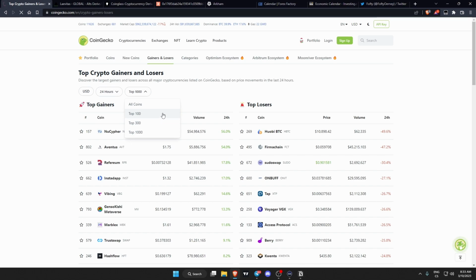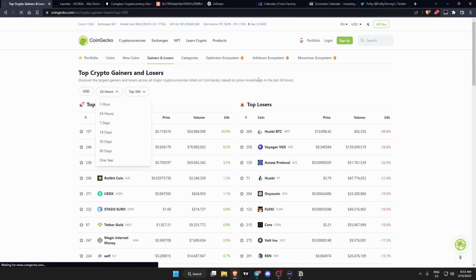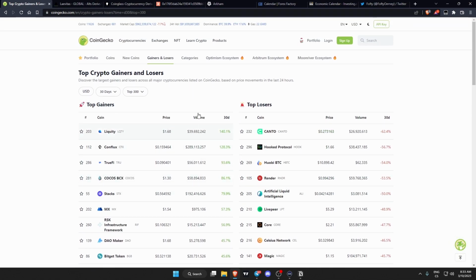So if I go for top 300, then, I mean, yeah, this is a stable coin, I believe. Yeah, right, you can see best gainers, biggest losers as well. So for this reason, I love using CoinGecko. I also use the portfolio tab.